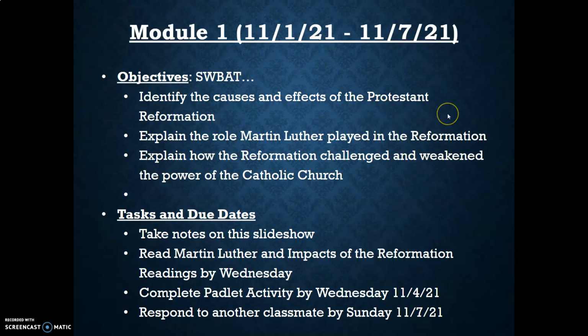So the topic that we're going to be talking about today is the Protestant Reformation, or the Reformation as it's more commonly known. So some of the objectives that you're going to get from this: students will be able to identify the causes and effects of the Protestant Reformation, explain the role Martin Luther played in the Reformation, and then explain how the Reformation challenged and weakened the power of the Catholic Church.